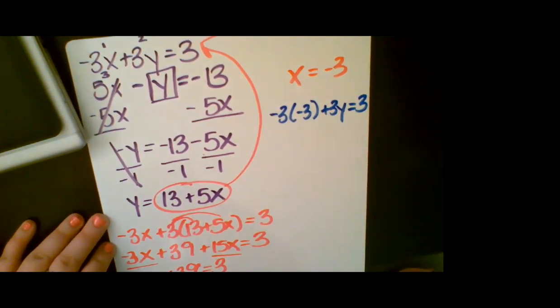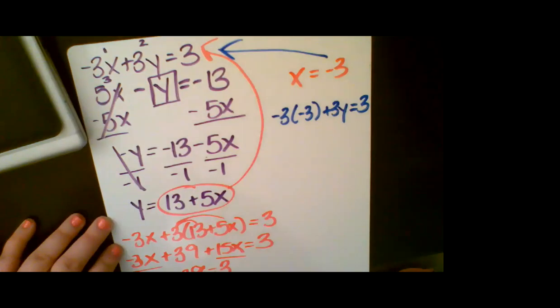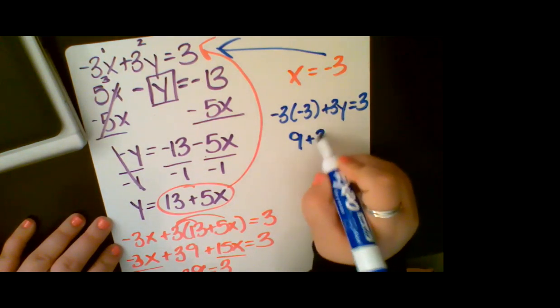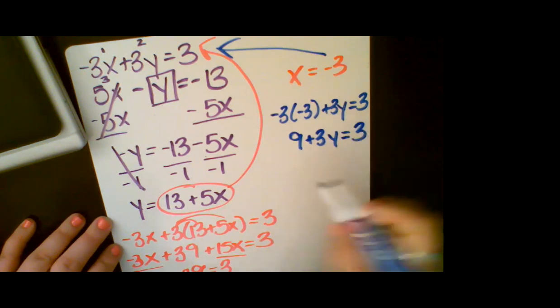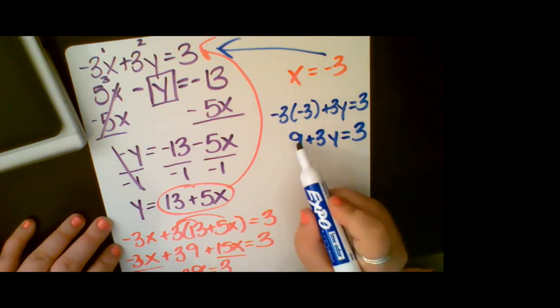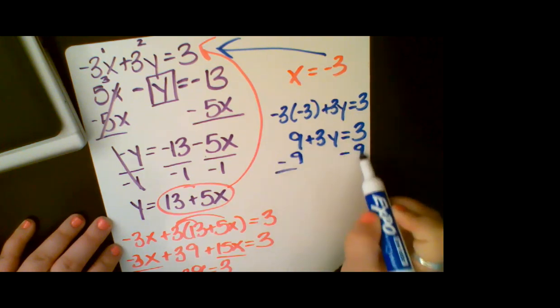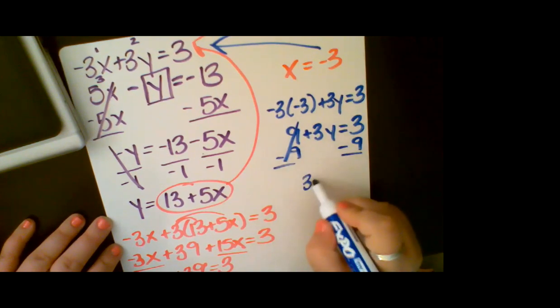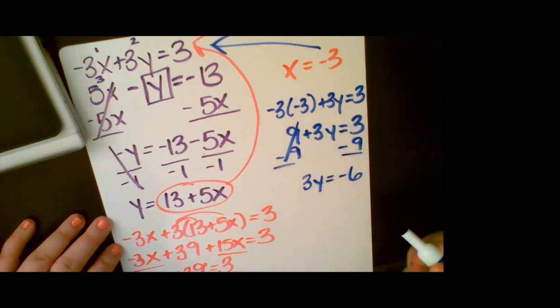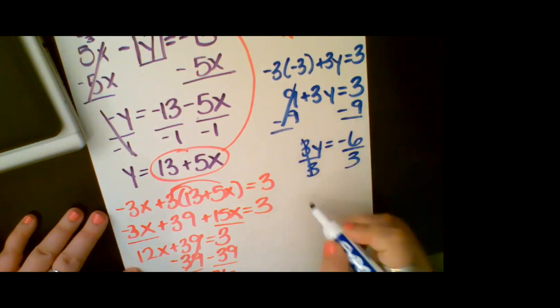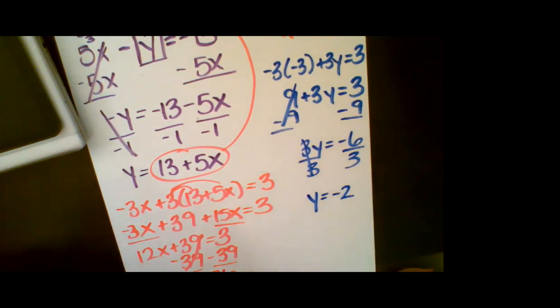Okay, first equation, I'm plugging -3 in for x. -3 times -3 is a +9. To get what y is, we got to move the number away. It's a positive number, so I'm going to subtract it. And my last step is always to divide. So I divide by 3 on both sides, and I get -2.